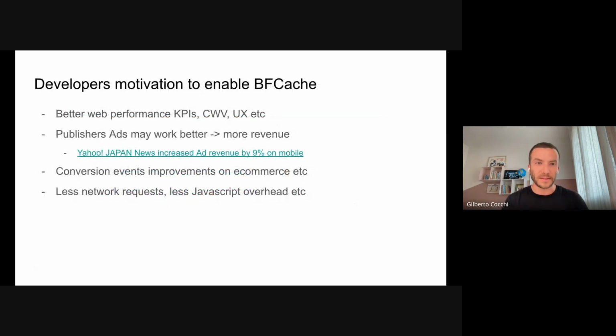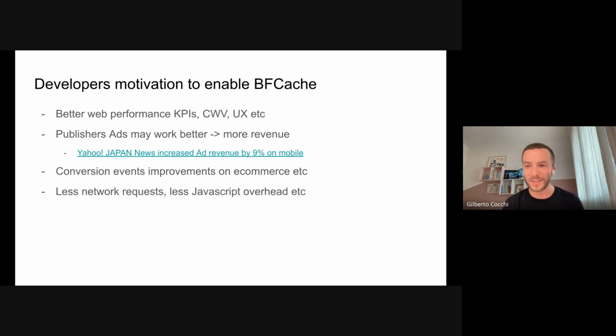Taking a little big step back on the developer, I wanted to discuss why developers should care about BFCache. We know that BFCache is a way to improve performance as measured by different performance metrics, Core Web Vitals metrics, or whatever metrics you're actually measuring. It's a way to improve user experience, especially for pages high on back-forward navigation, or however you want to call it. But there are also some interesting implications from a business point of view.